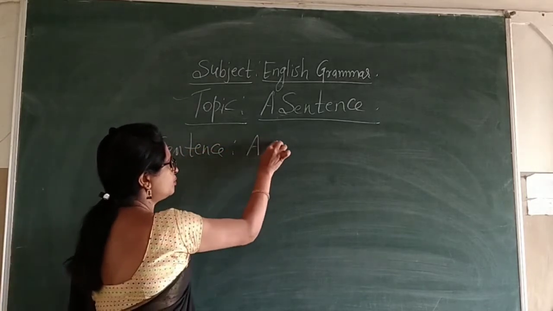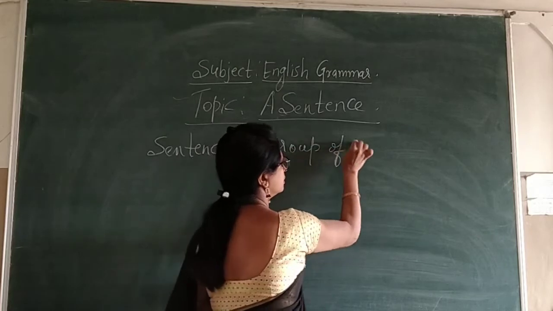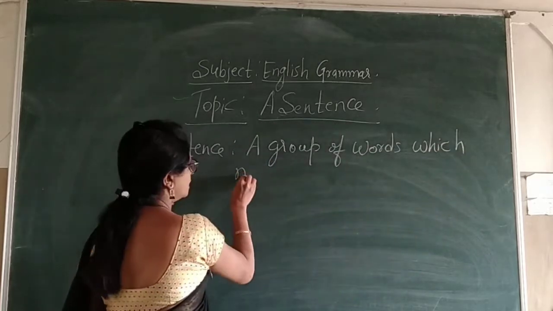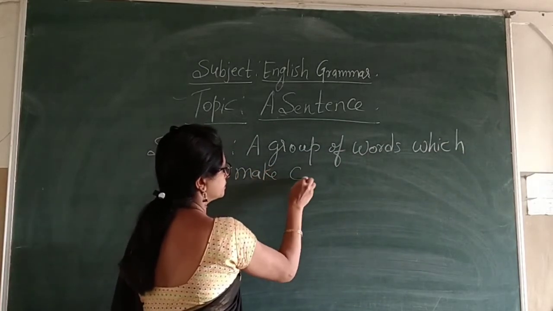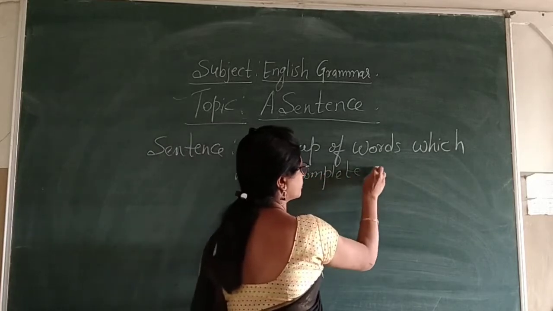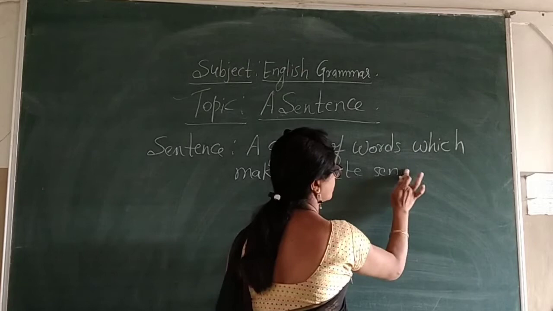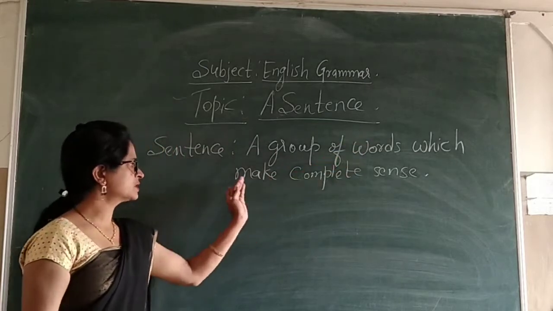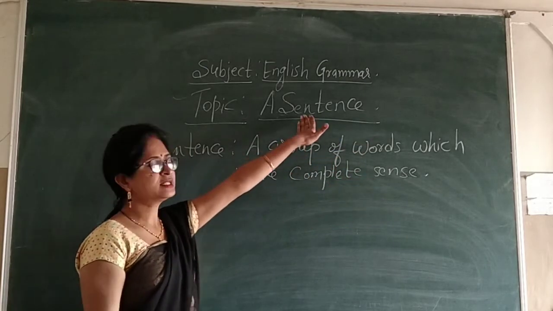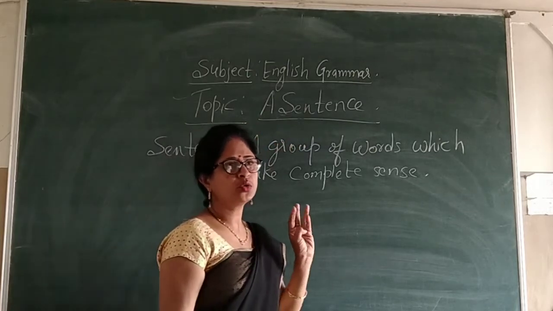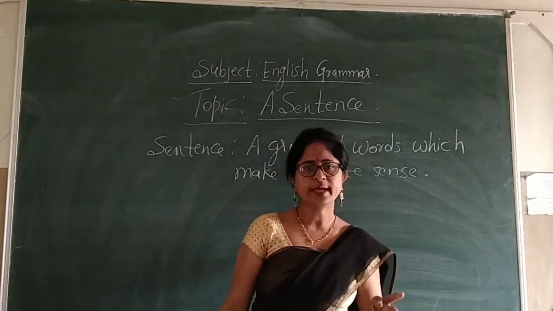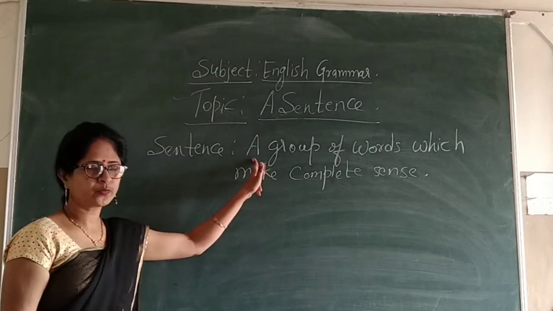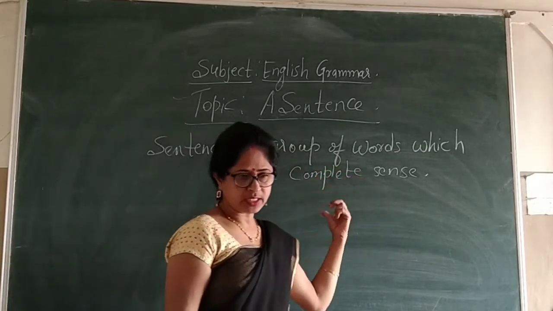Sentence means a group of words which makes complete sense. So a group of words which makes complete sense is known as a sentence. And a sentence carries a question mark, a full stop, or an exclamation mark, and the sentence always begins with a capital letter. Okay, so this is what is meant by a sentence.